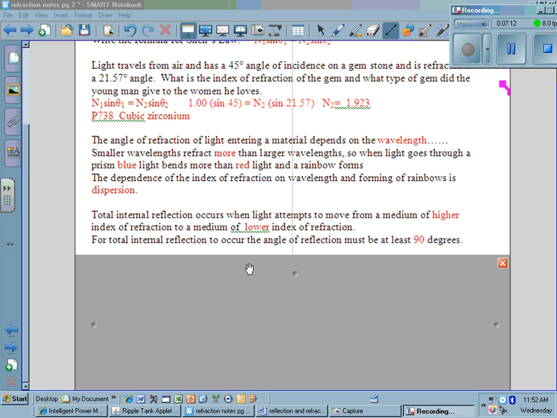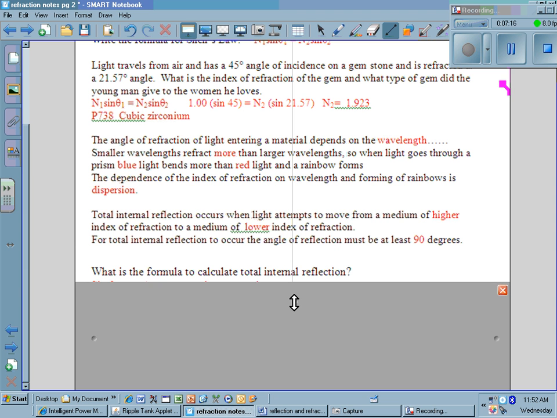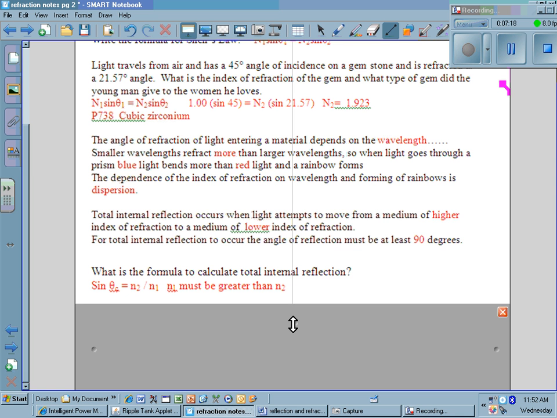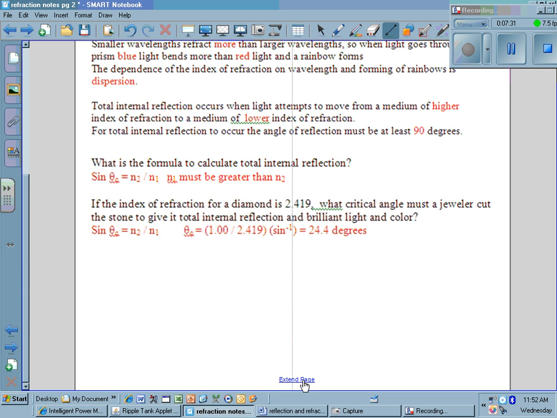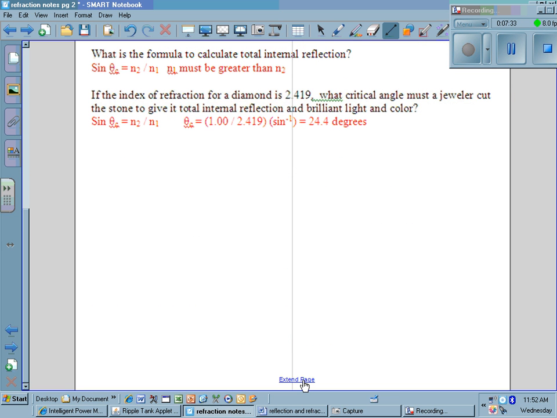Total internal reflection must occur when the refraction angle is 90 degrees or at least 90 degrees. Here's the formula for getting total internal reflection. I'm just going to go ahead and extend the page here so you can see it, and get it up a little bit higher. So the sine of the angle with a little c. Now that little c means critical angle. That's going to equal N2 over N1.